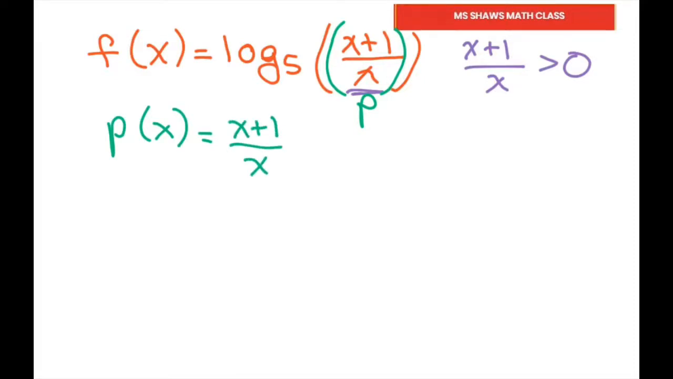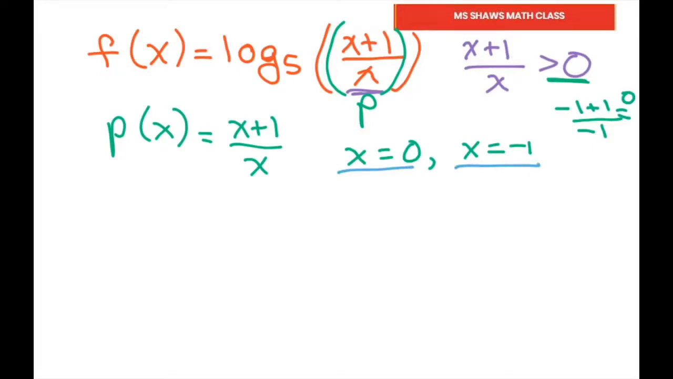It is undefined when x is 0. And it's 0 when x is negative 1. If I plug in negative 1 here, I get negative 1 plus 1 divided by negative 1, and that's going to be 0. And we can't have 0 because it has to be greater than 0. So these are two critical numbers.